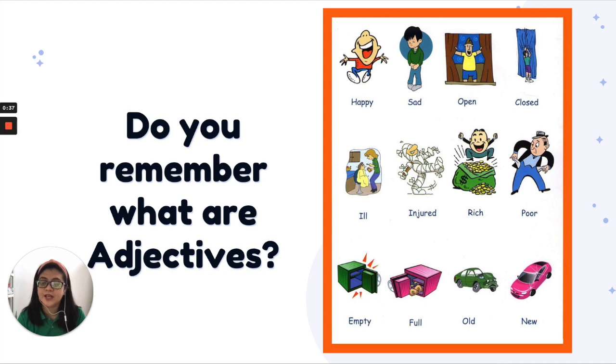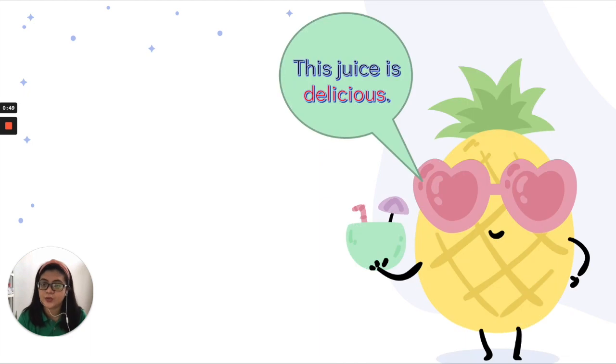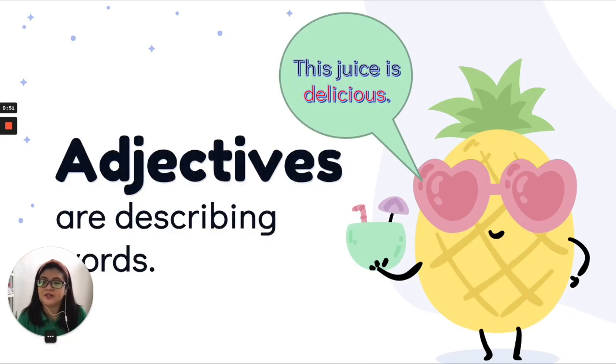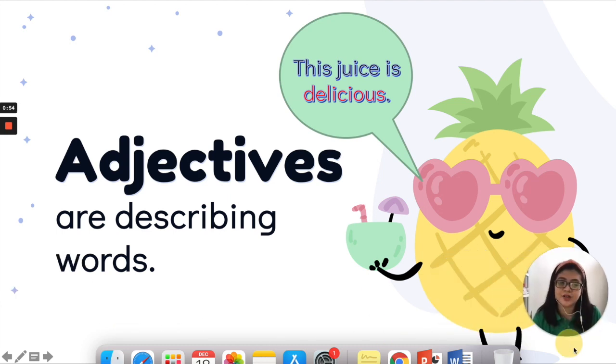During our last lesson, we said that colors are also adjectives, shapes are also adjectives, and sizes are also adjectives. If we go back to the definition that we had before, we can say that adjectives are describing words. These are used to tell something about the noun or the pronoun. So basically, adjectives only describe nouns and pronouns. For example, Mr. Pineapple here is saying, this juice is delicious. Mr. Pineapple is describing that the juice he is holding is delicious.